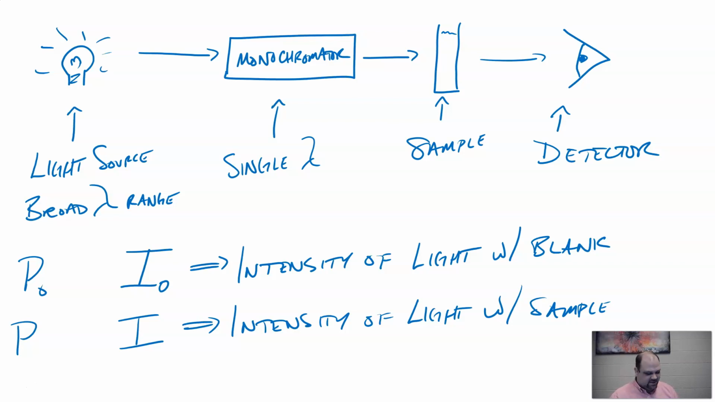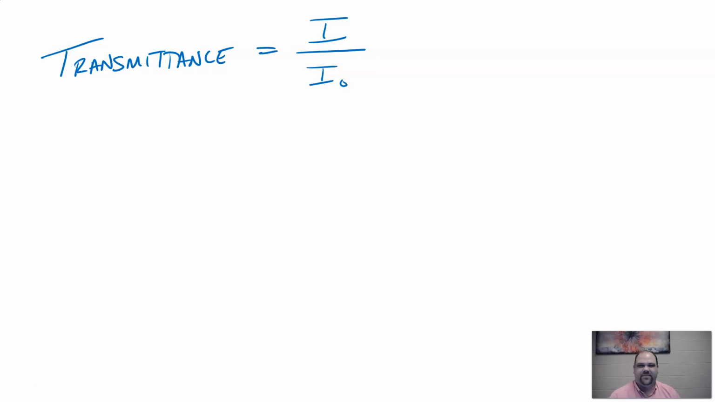Now, where do we go with this? Once we have those two intensities, we calculate the transmittance. And so the transmittance, just as it sounds, is the amount of light that goes through based on how much actually came in. So the transmittance is I divided by I naught, or P divided by P naught if you use power. Transmittance is often a T. Sometimes we write this as percent transmittance, and so we would multiply by 100. But for our cases, we want to keep it as T.